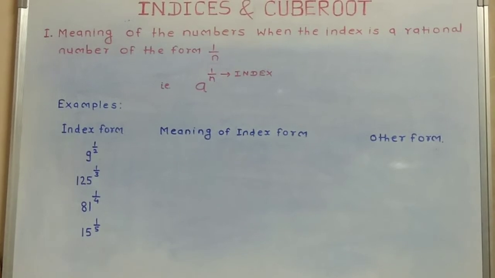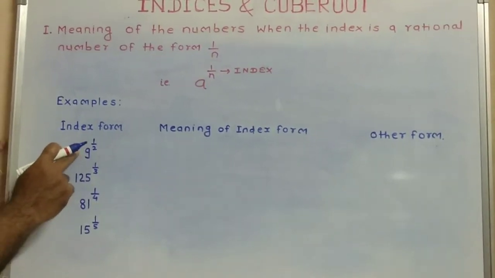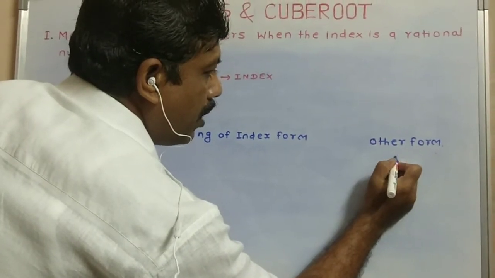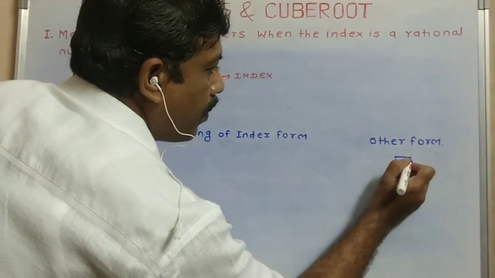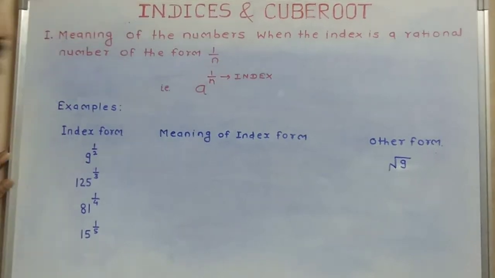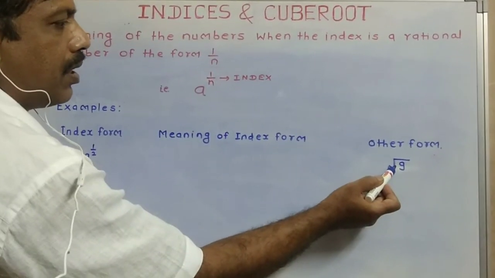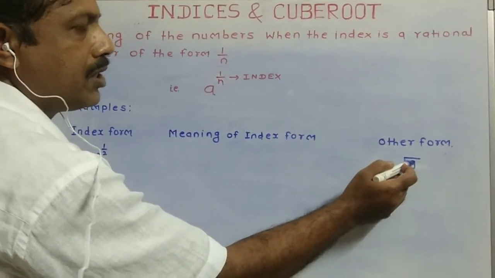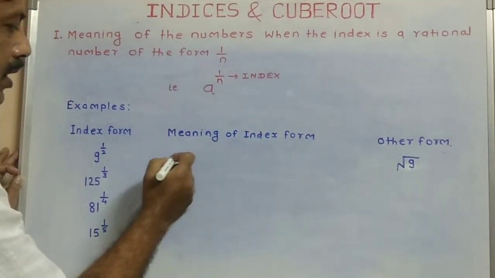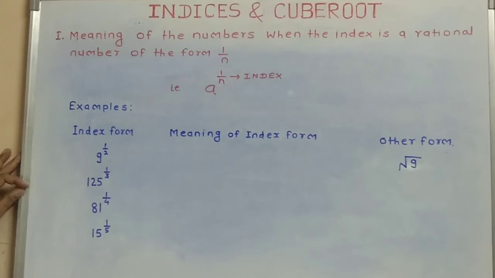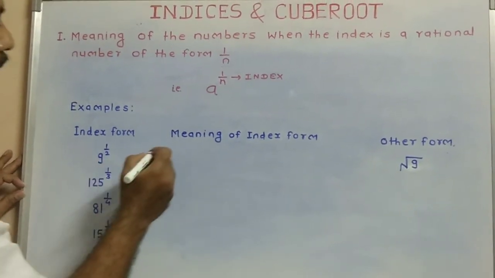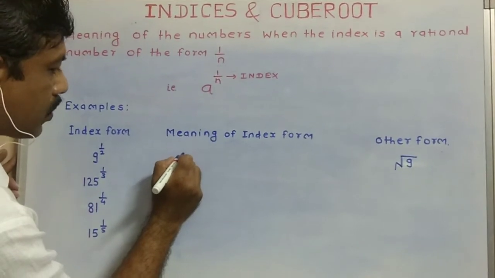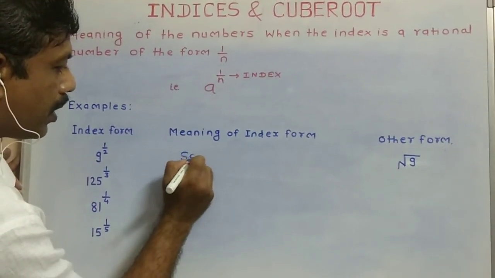What is the meaning of this index form? Generally, we write 9 to the power 1 upon 2 like this, square root of 9. I think this value is known to every student, because square root of 9 is equal to 3. Now we have to express it in the form of a statement. Then how can we express it? We write it like this: square root of 9.